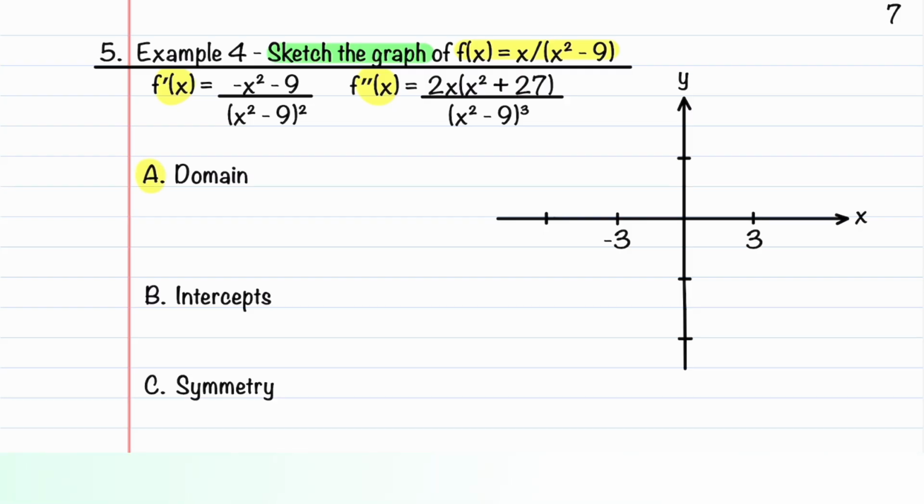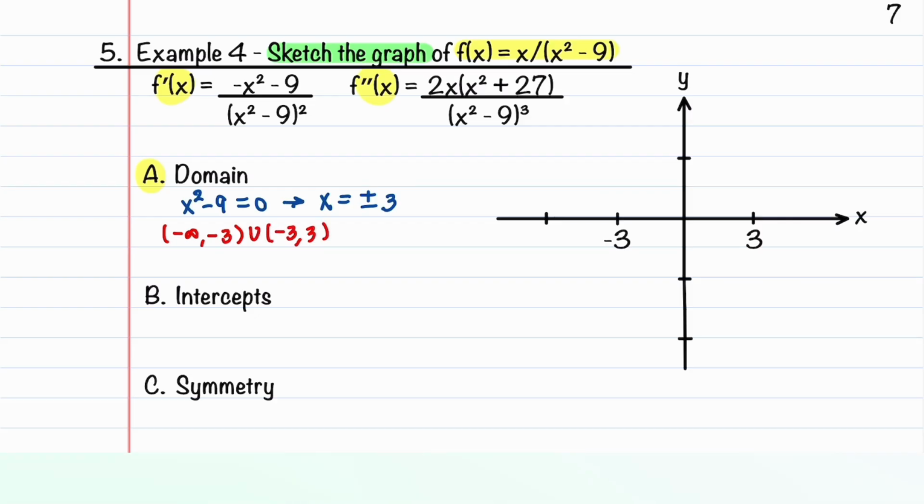We are going to start by looking at the domain. Whenever we think about the domain, we want to look at points where our function might be undefined, and that is going to be where our denominator, x squared minus 9, is equal to 0. And this is going to be at x equals plus or minus 3. So we can say that our domain is going to be from minus infinity to minus 3, union minus 3 to 3.